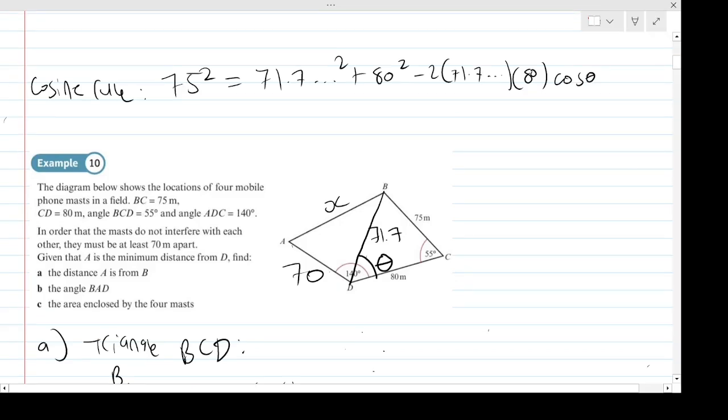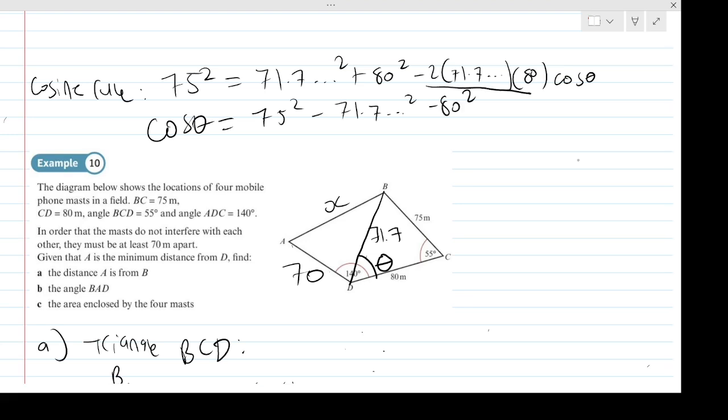Okay, so I think it might be best to rearrange first before we work out any numbers on our calculator, just in terms of cos theta. So cos theta: firstly we're going to have 75 squared, then take away 71.7 squared, take away the 80 squared, and then divide by minus 2 lots of 71.7 times 80. So that's cos theta, and then I can just put all that in the calculator.